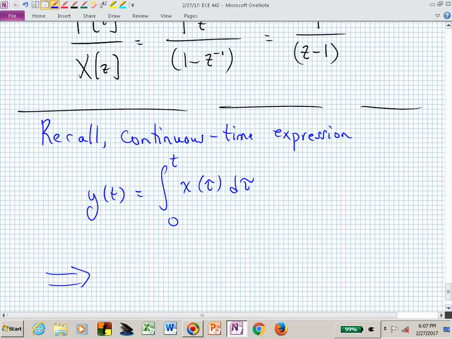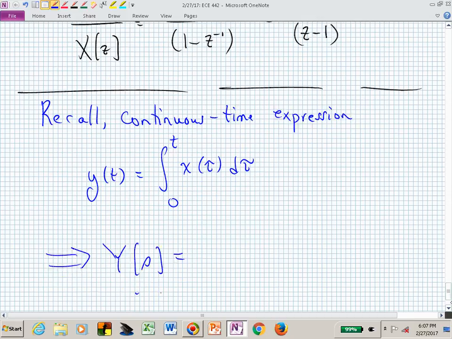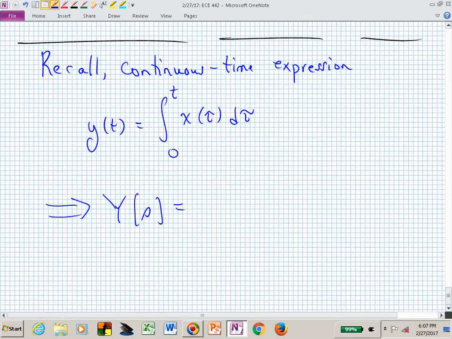Capital Y of s, right? That's the hard part because it's so easy. But what happens when we Laplace transform the right-hand side? What's an integral operation do in the frequency domain? What does that become? You know what a derivative does in the frequency domain, right? In the time domain, a derivative translates into a what in the frequency domain? Multiplication by s. So integration is 1 over s. We now have 1 over s, capital X of s.